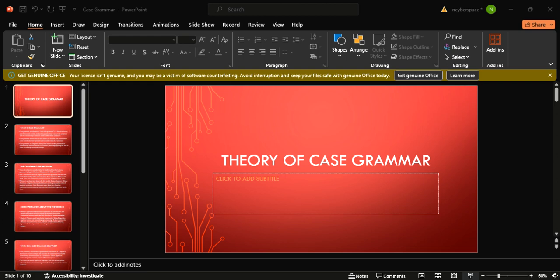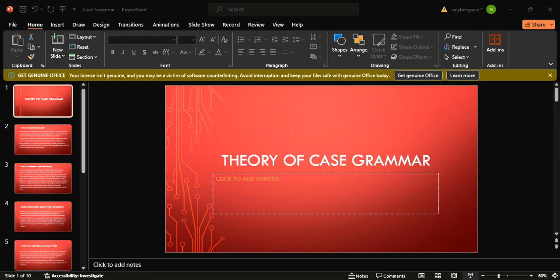Next is source. The source indicates where something or someone originates. Example, John came from New York. So where did John originate from, or where did John come from? He came from New York. New York is the source in the sentence.